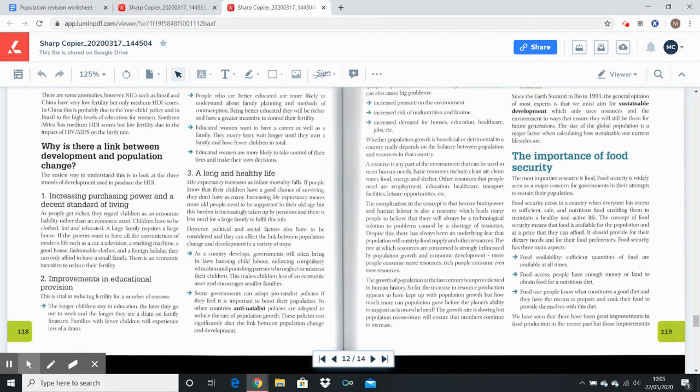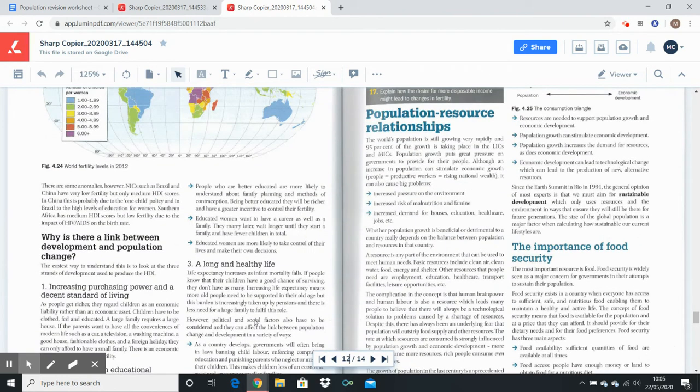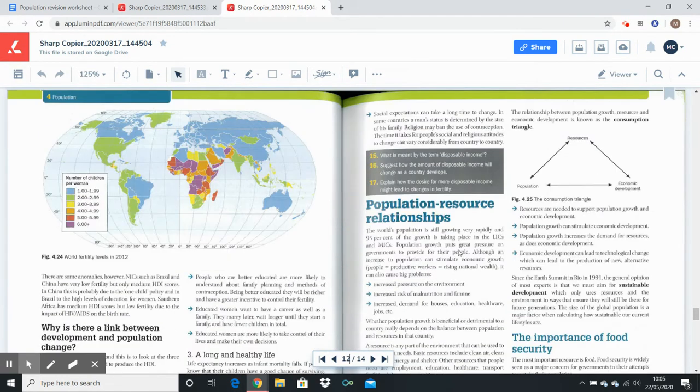So what is the link between development and population change? You can increase purchasing power. The more you develop, that means you can buy better things for your country. Increased education means people live a longer, healthier life and understand their education better. Same with the kind of food and access. Normally you have antenatal population policies as well.